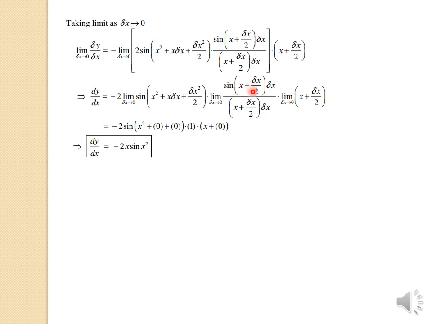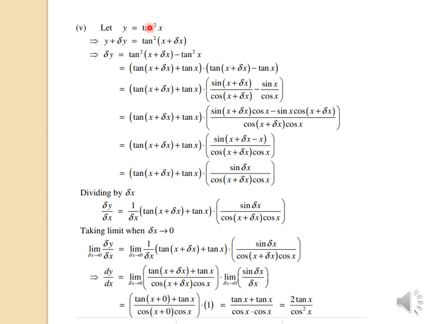So here x equals x plus delta x upon 2, and in the denominator we also have x plus delta x upon 2. This whole term equals 1, and here we apply the limit. If we apply the limit delta x approaches 0, then this whole term becomes 0, and after simplification we will get minus 2x sin x square.